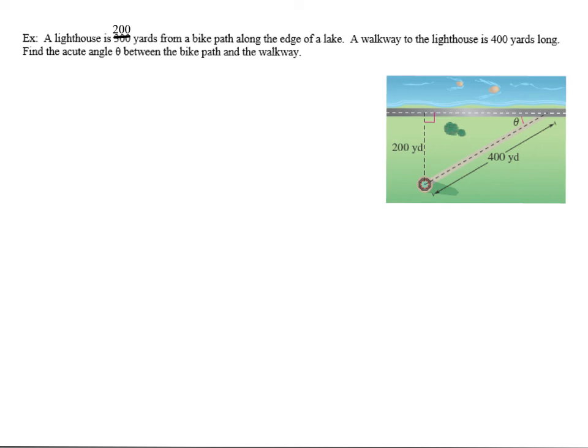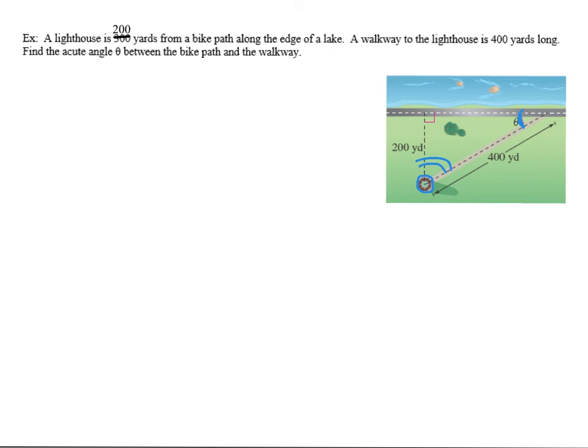Here's the lighthouse, 200 feet from the path. The walkway is 400 yards. You are looking for this angle. Big difference on this: you're looking for an angle, not a side length. The last 3 problems we've worked through, we were looking mostly for side lengths. When we found angles, it was because we already had one. I'd love to just subtract this angle from 90, but I don't have it, so I can't do that process that I did 2 slides ago.